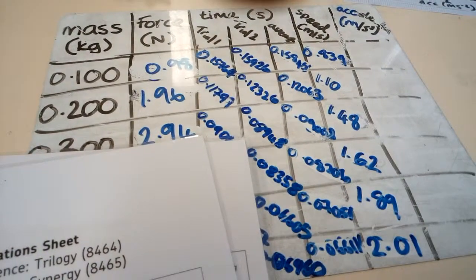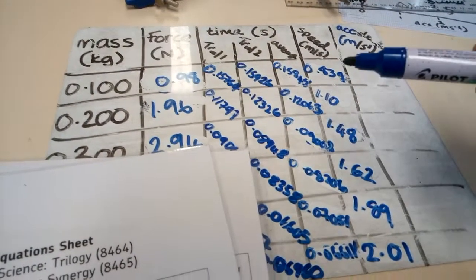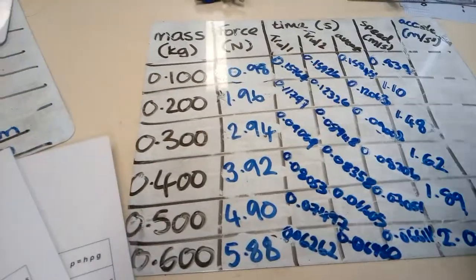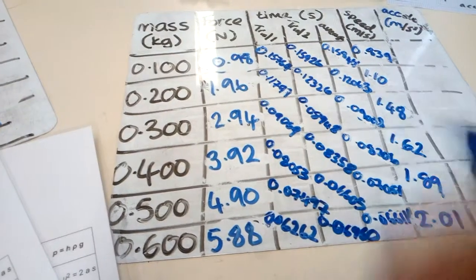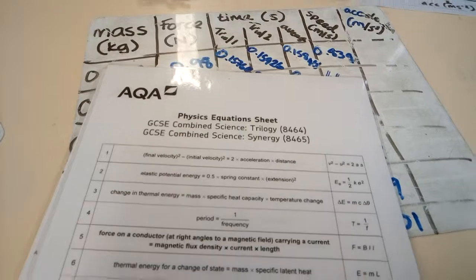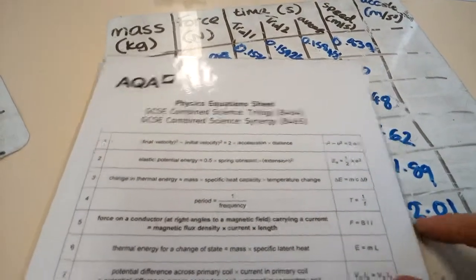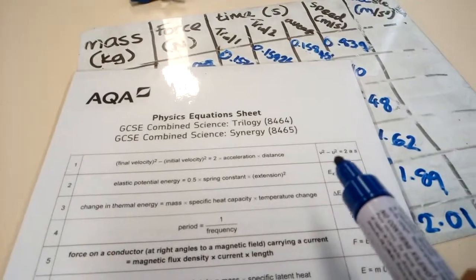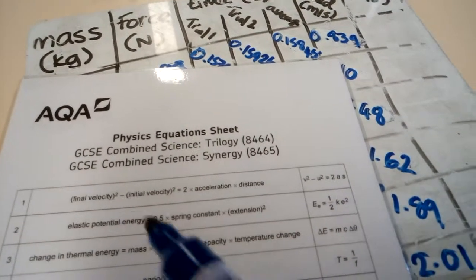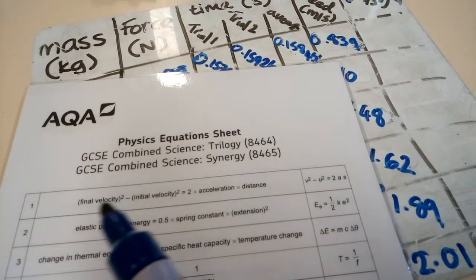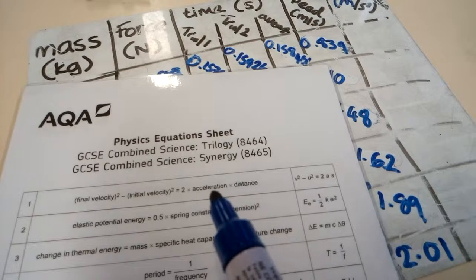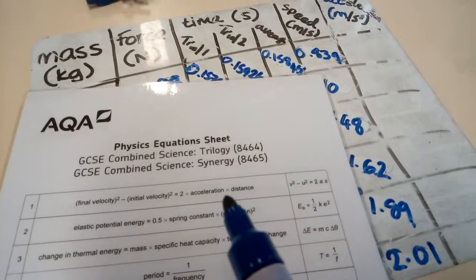Right, I've got all the different speeds sorted now, and you can see that it's looking good because my speeds are increasing as the force that's pulling the trolley also increases. So the next thing I've got to do is find the acceleration. To do that, I'm using one of the equations on the equation sheet that you get in the exam. This isn't one that you need to remember, it's one that you're given, but you need to know it exists. We're using final velocity squared, take away initial velocity squared, equals 2 times acceleration times distance.